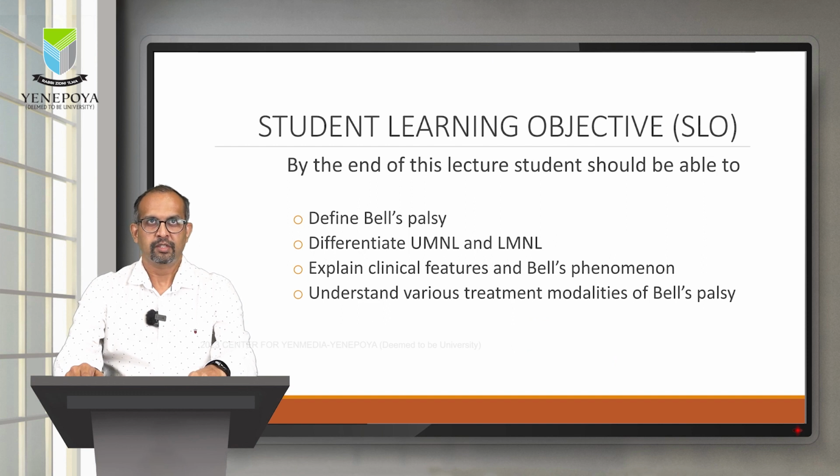These are the objectives we are going to look at today. By the end of this lecture, students should be able to define Bell's palsy, differentiate between UMNL and LMNL, that is upper motor neuron lesion and lower motor neuron lesion, explain the clinical features and Bell's phenomenon or Bell's sign, and understand the various treatment modalities for Bell's palsy. Let's move on one by one.